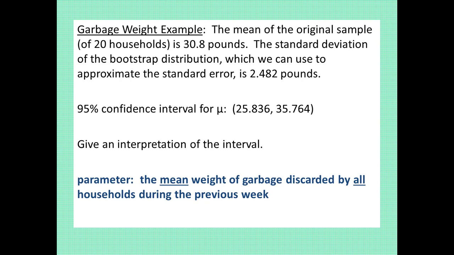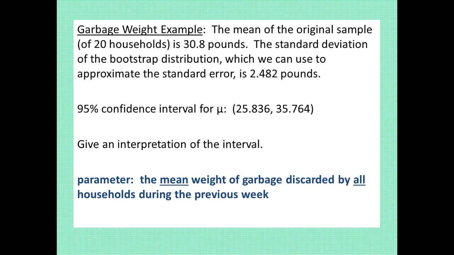The population would be all households, since the sample was just 20 households. And if the sample is supposed to be a little piece of the population, it seems like the population should be all households. And then the specification part, which is a lot of wording this time, the weight of garbage discarded during the previous week. The three things that we need for the parameter are in there.